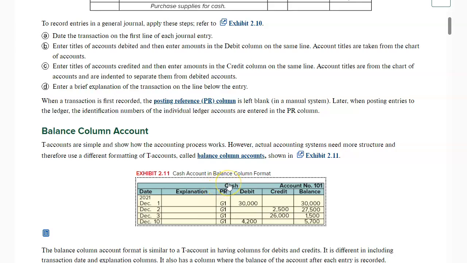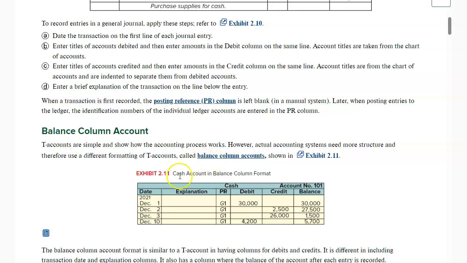Remember I told you in the earlier video the numbering system: assets always start with a 1, liabilities always start with a 2. Equity accounts, common stock, retained earnings, dividends, those always start with a 3. Revenues always start with a 4, and expenses can be anything above a 4, 5, 6, 7.